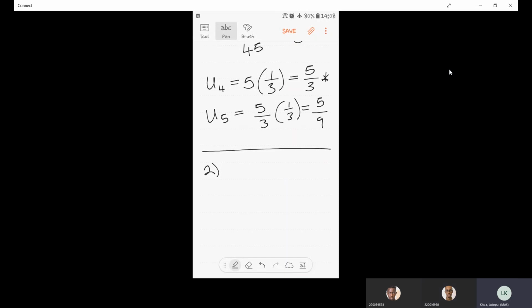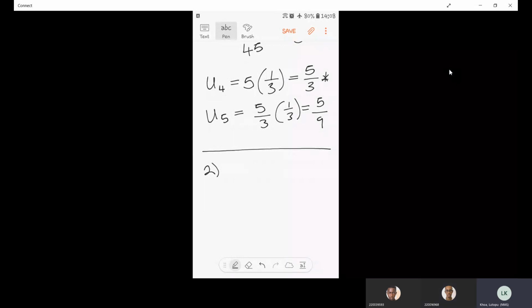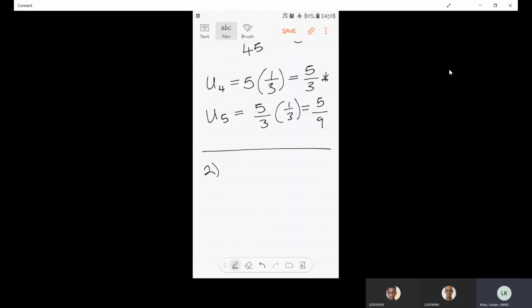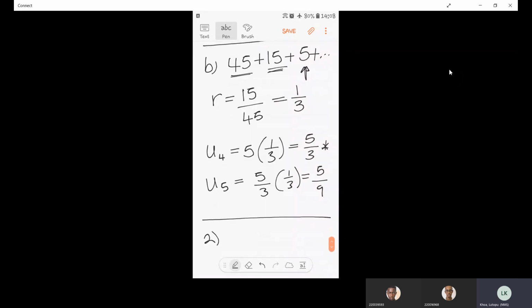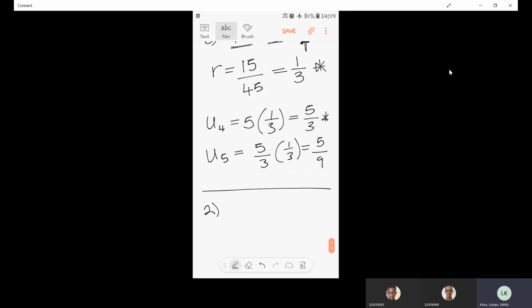All right. Okay, then that's how we would get U4 and U5. I just take this term over here, the third one, then multiply it by the common ratio. That will give me the fourth term. And then the fourth term multiplied by the common ratio will give me the fifth term.